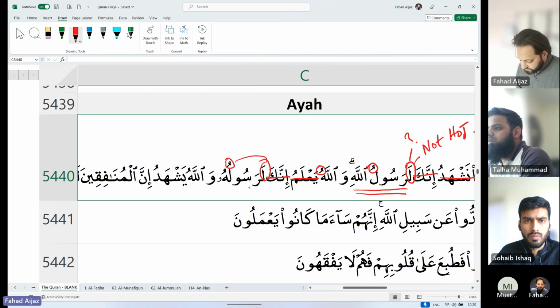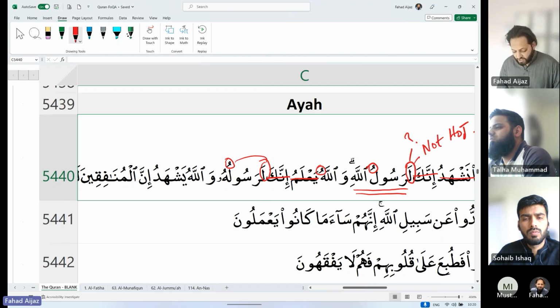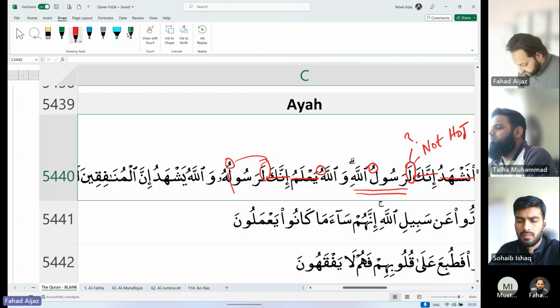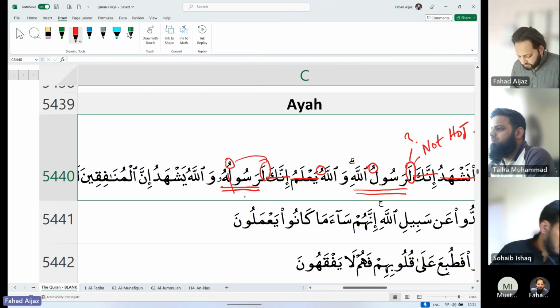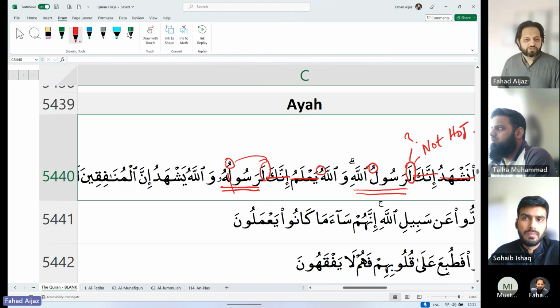How many words are these? Basically, it is an idafa with an attached pronoun. Correct. It's an idafa with an attached pronoun. And how many words? Two words. You see, Rasulu and who? So it's an idafa fragment. Now here Allah is saying, previously Allah was saying, truly the messenger of Allah. Here Allah is saying, truly his messenger. His messenger.